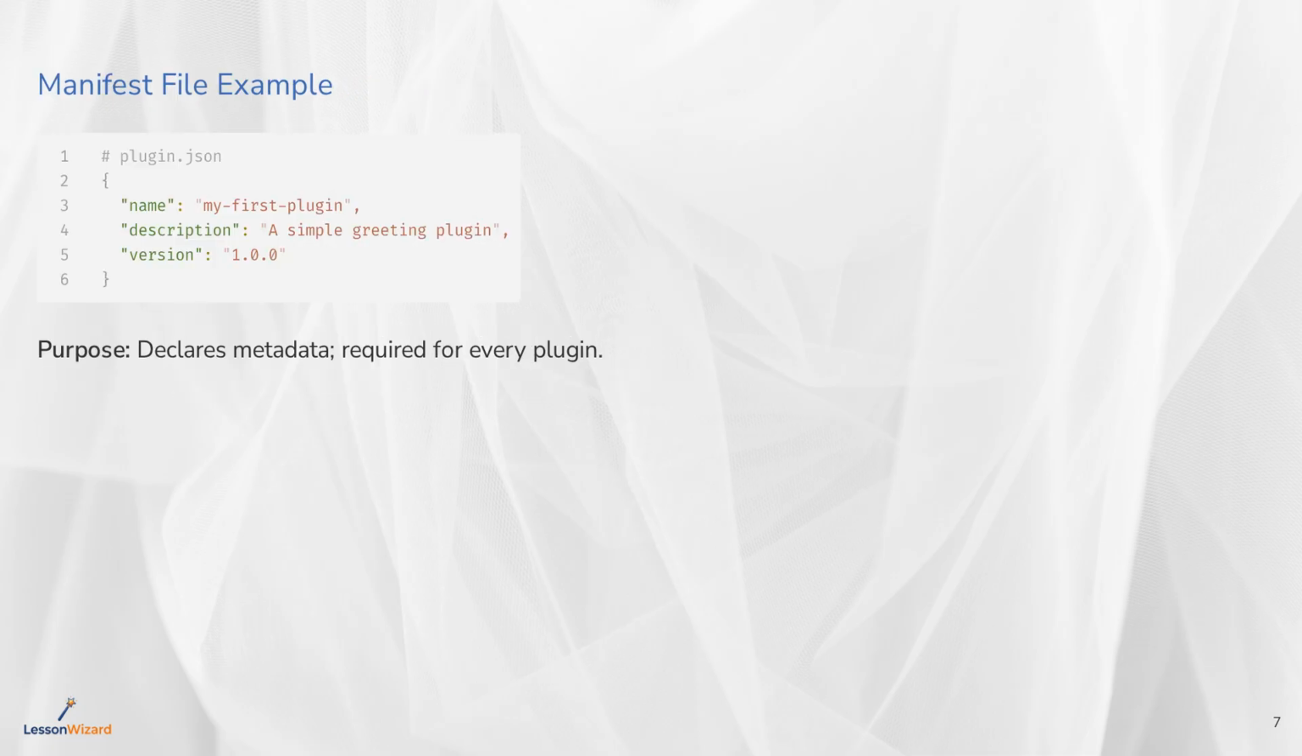The manifest is the heart of a plugin. It tells Claude the plugin's name, what it does, and its version. Keeping this file accurate enables proper loading, updates, and marketplace listings. The JSON format is strict, so ensure commas and quotes are correct.